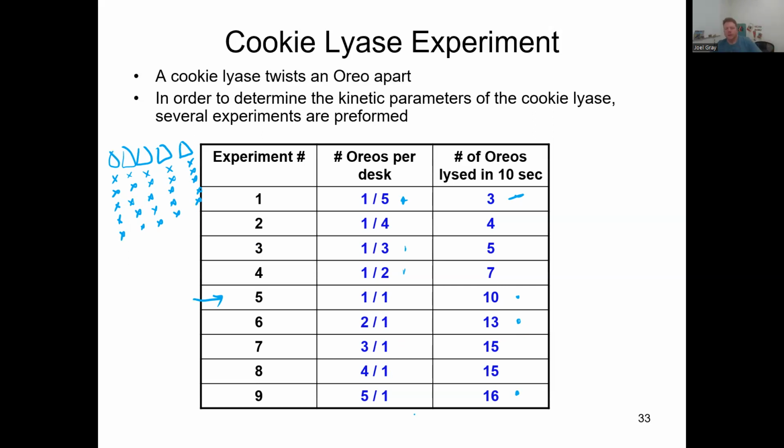Okay. Now, if you look at these numbers, 1 Oreo per desk, 5 Oreos per desk, the number of Oreos that were converted into the product, well, it didn't really escalate a huge amount. We went from 10 to 16. So at some point, the number of Oreos, or the amount of substrate at each desk, presented the problem.